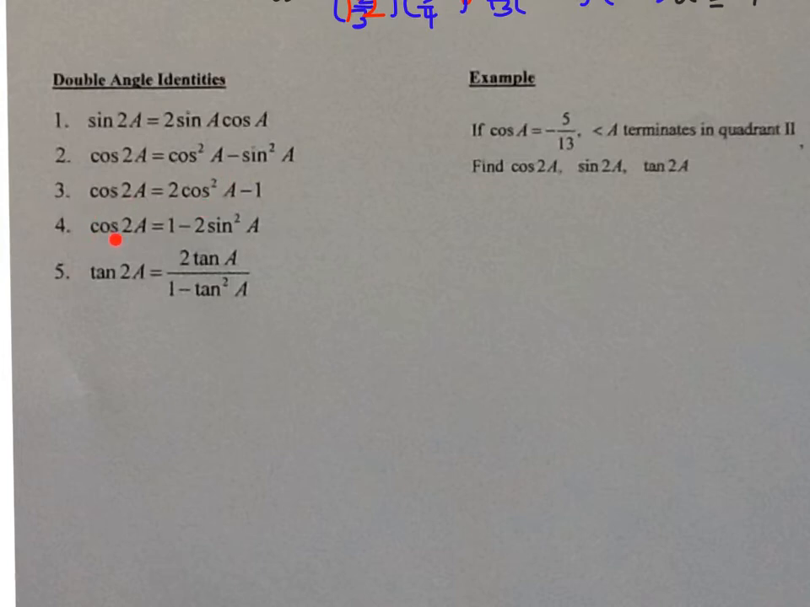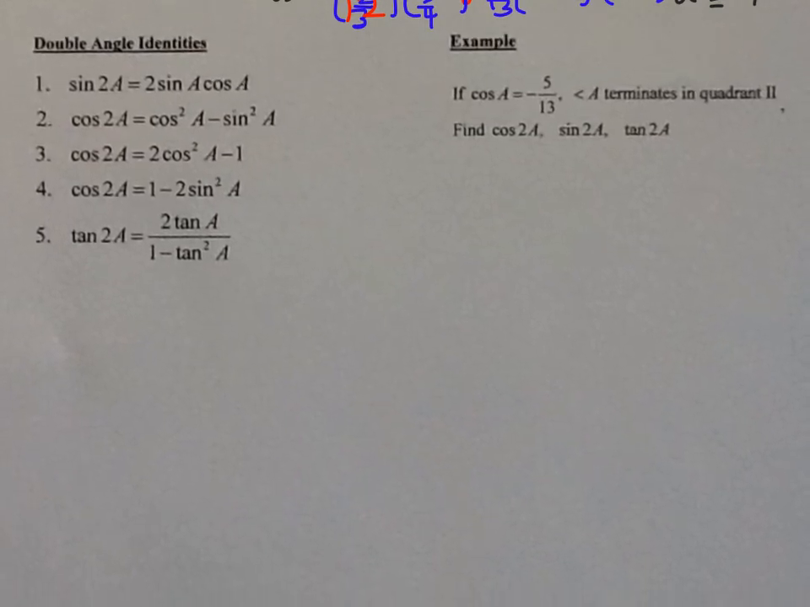If they give you sine, you would want to use the bottom one, 1 minus 2 sine squared A, because you have sine. If they give you sine and cosine, if you want, you could use the top one, which is cosine squared A minus sine squared A. And then the last one would be tangent. And notice in the formula, it's 2 tan A over 1 minus tan squared A. So you have to have tangent for the tan of a double angle. So let's look at the example.